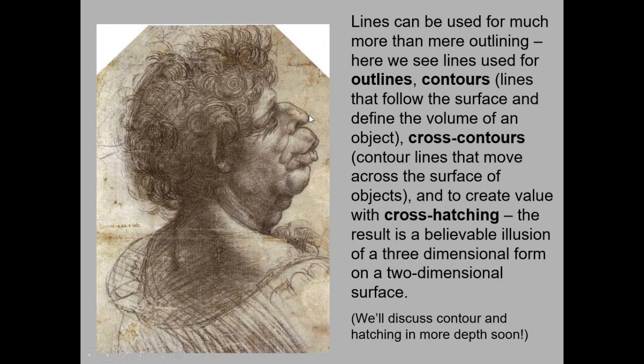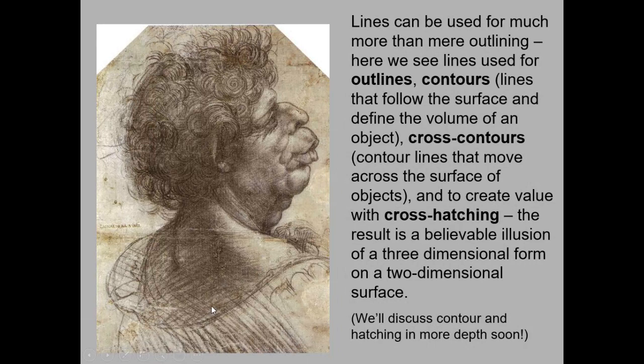We have the outline and the outside edge. We have the contours, the lines that show us curvatures like the folds in the skin, or even here we could talk about these as being cross contours, the lines that go across the surface to create the illusion of roundness of that form. We also have cross-hatching.